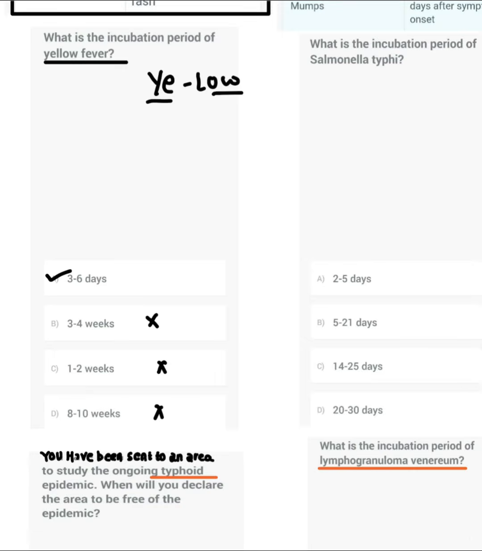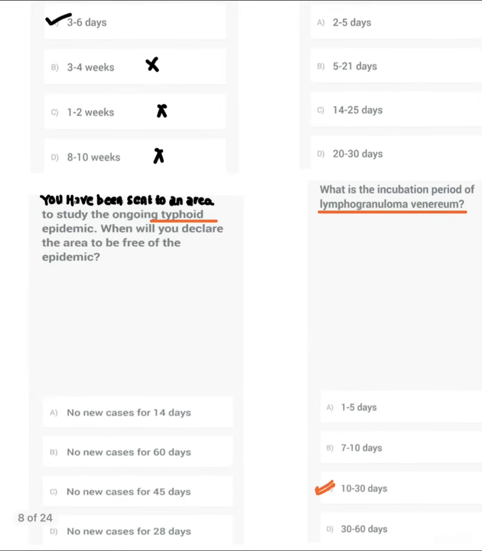This all are in weeks, guys, only one in days. Now see, you have been sent to an area to study the ongoing typhoid epidemic. When will you declare the area free of epidemic? If you have watched my PSM lecture, I said that an area is declared free of epidemic if there are no new cases for twice the incubation period.